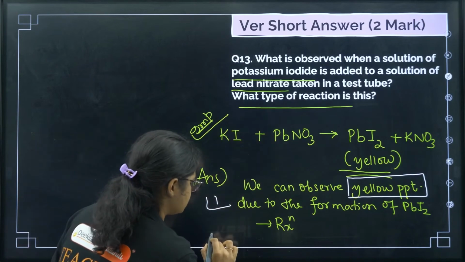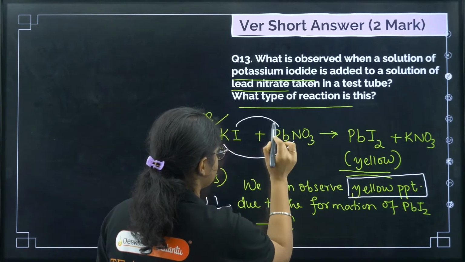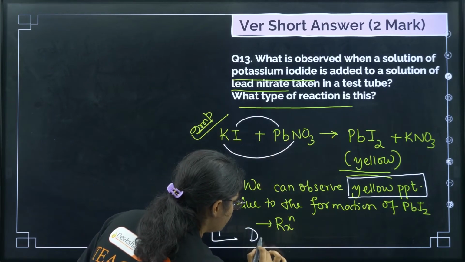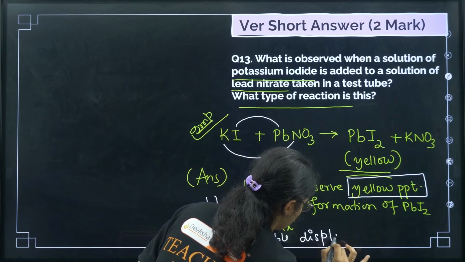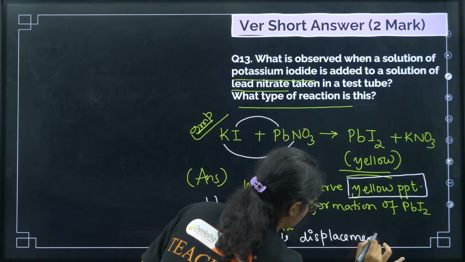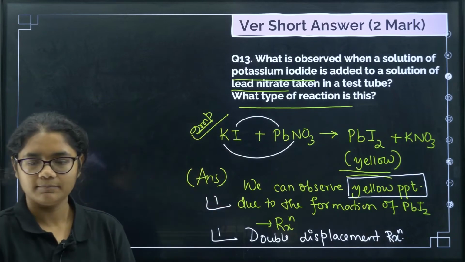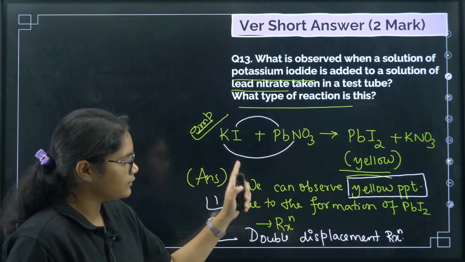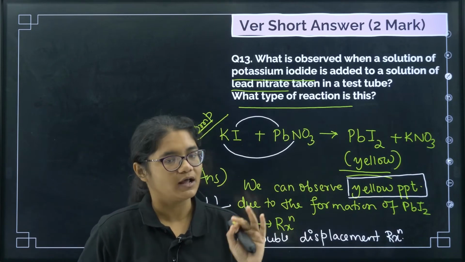Now what type of reaction is this one? You see here, K is replacing here, I is replacing here. So this is a double displacement reaction. Getting? Fine. So here you need to write what is the observation. If you write only the reaction, that is not a very good answer for this one.